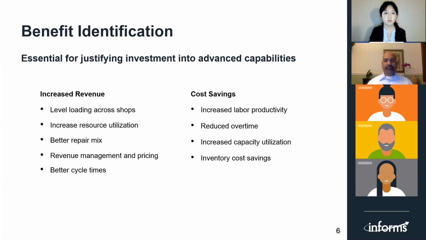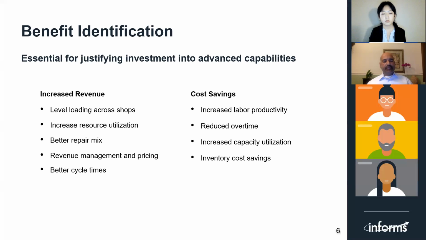The justification for these projects can come from two areas. One is showing them how this initiative can help increase the revenue. The other is how this initiative can help save costs. So the increased revenue, whether it's the level loading that creates capacity, increased resource utilization, a better mix, revenue management, and pricing, those two typically can be employed where the demand exceeds the available capacity. Then you can actually pick and choose or price accordingly.